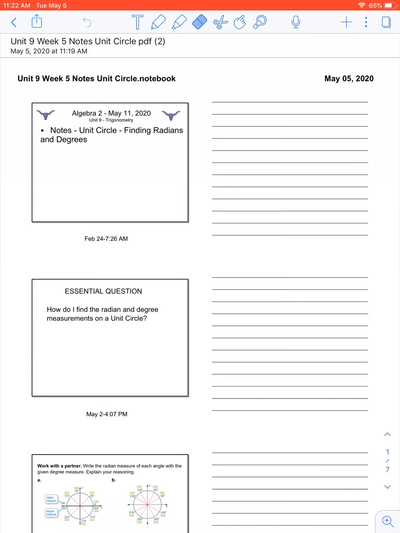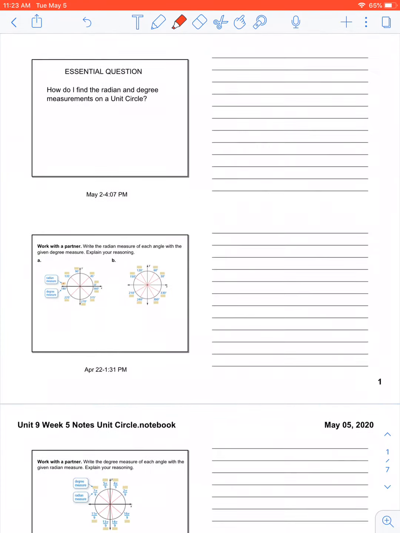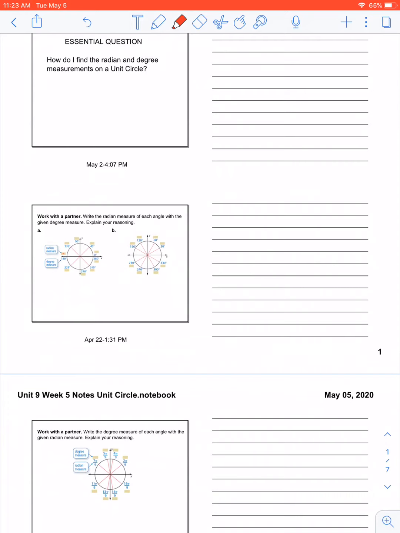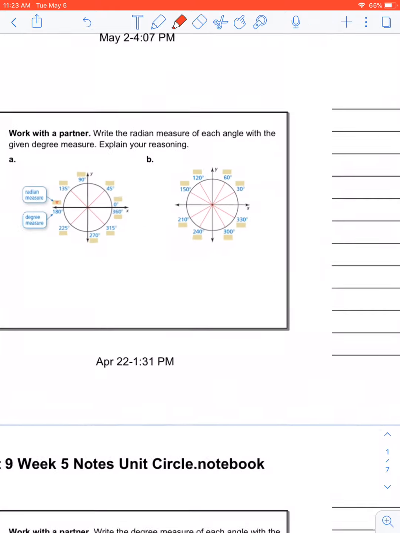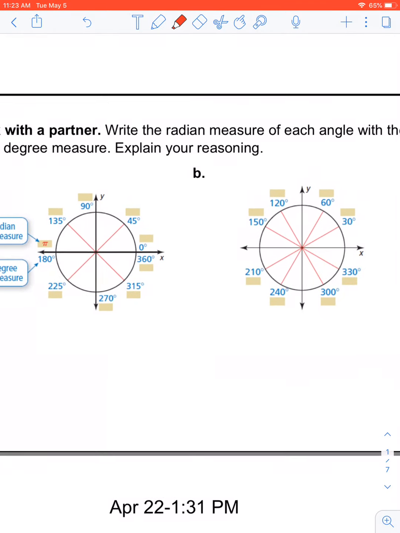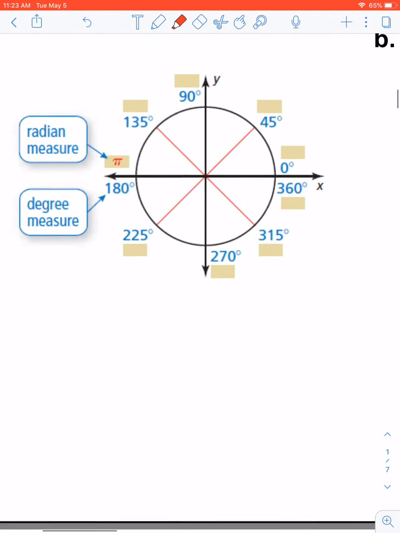We do a little bit of evaluating in the unit circle, but in pre-calc, you go in much deeper with the unit circle. So today we're just going to focus on the unit circle, finding the radian and degree measurements. By the end of this class today, how do I find the radian degree of the unit circle? So what we're first going to do is look at this slide right here, and we're going to focus on the 45 degree.